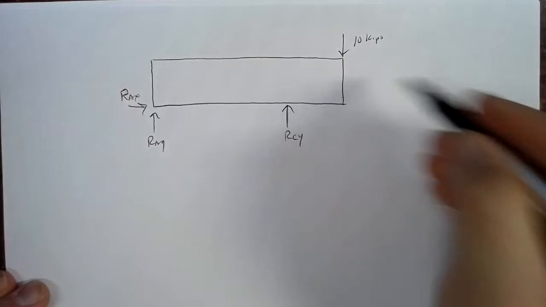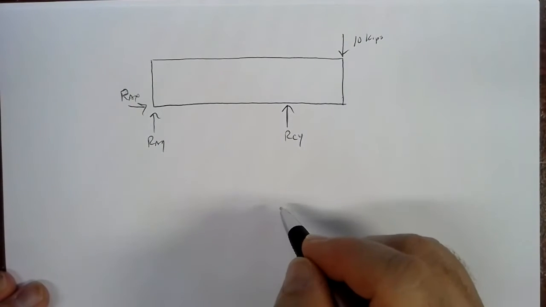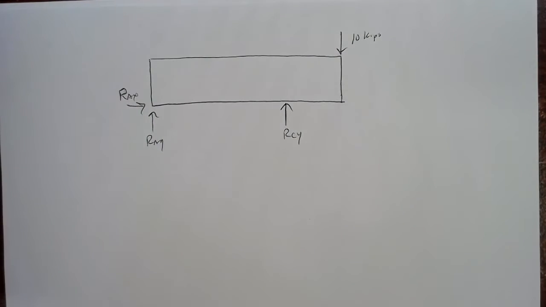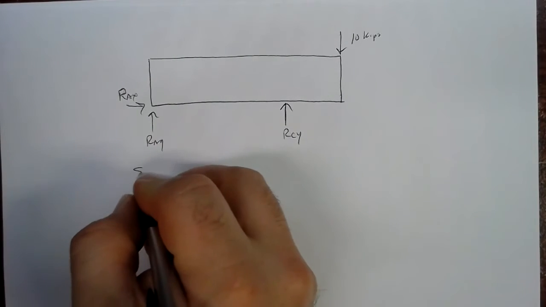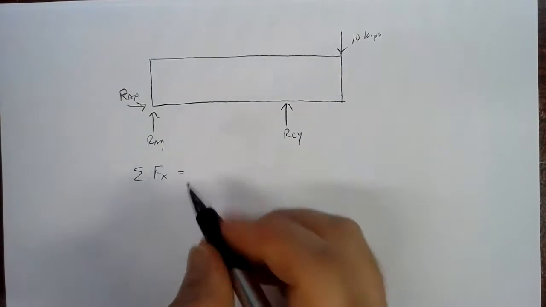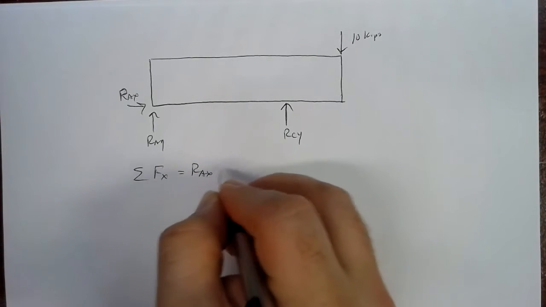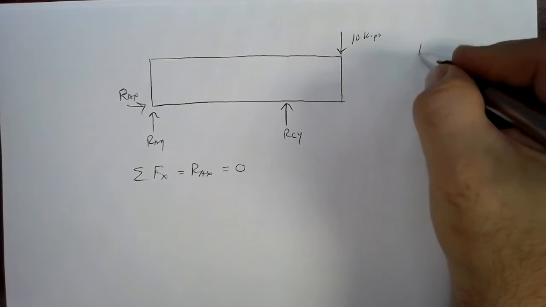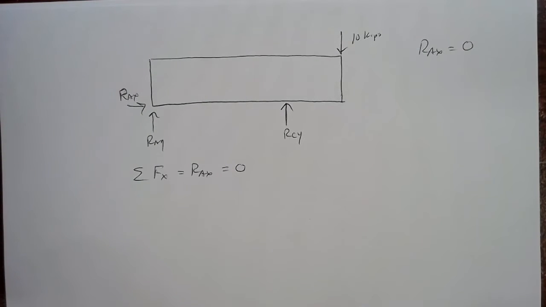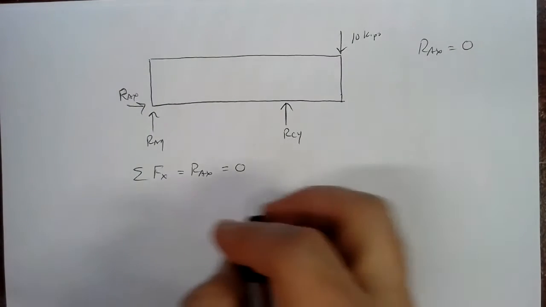We don't have to worry about all the internal structure as long as we've got some idea of the dimensions from our original drawing. So we'll do our sum of forces in the x direction. Well, there's only one force in the x direction, that's RAX. So that's equal to 0. So RAX is 0, no side loads on this structure.